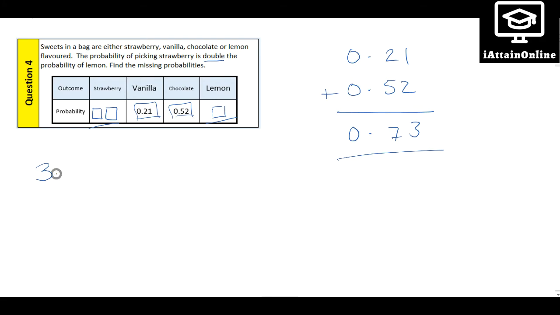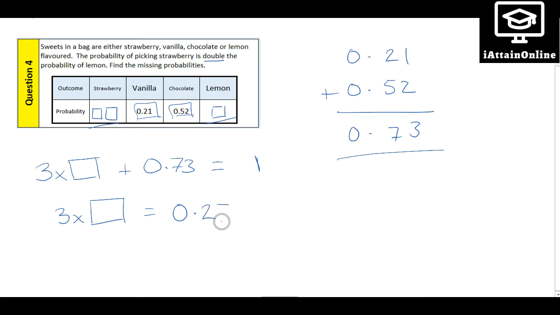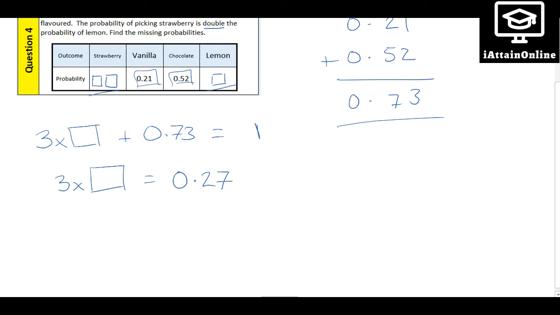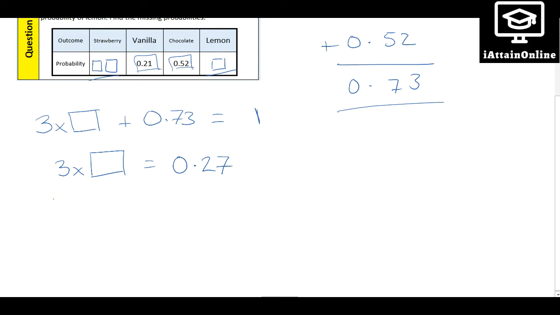So 3 times 1 box add 0.73 is going to give me 1 whole. Now I'm going to take away 0.73 from 1. That will tell me what 3 boxes is worth. So in this case, that's 0.27. So if 3 boxes are worth 0.27, I now want to find out what 1 box is worth, because then I can use that to fill in my values. So I'm just going to write out 0.27.